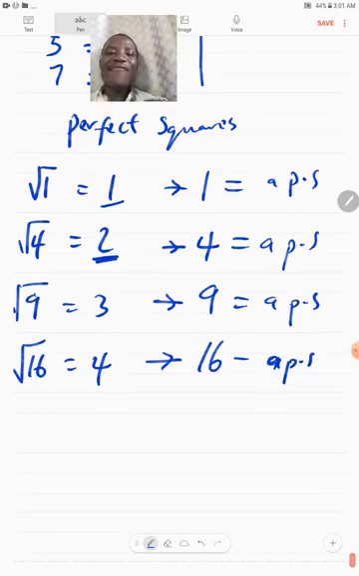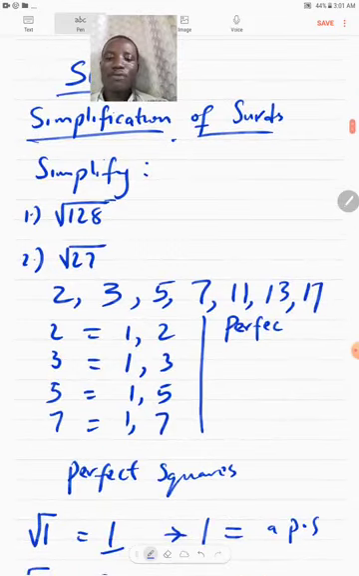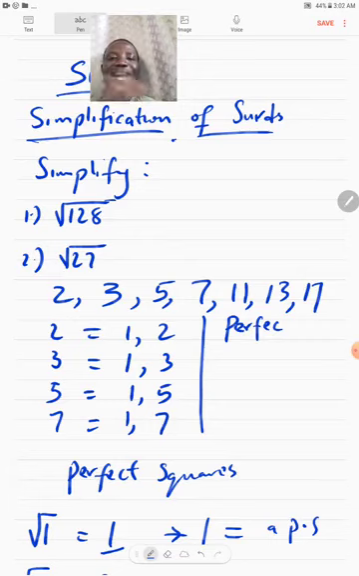Now, why have I discussed prime numbers and perfect squares? When you want to simplify surds, you should think of splitting them down to a perfect square, at least one of the numbers. Because what do we mean by simplification? When you are told to simplify something, it means they are asking you to break it down to smaller pieces.